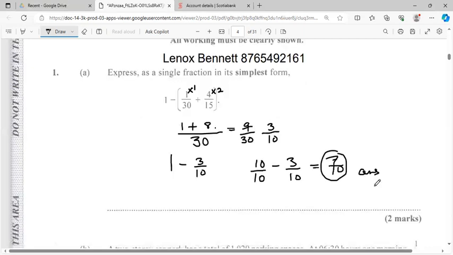And that is worth 2 marks for the first one. Let's hope you guys got that correct.